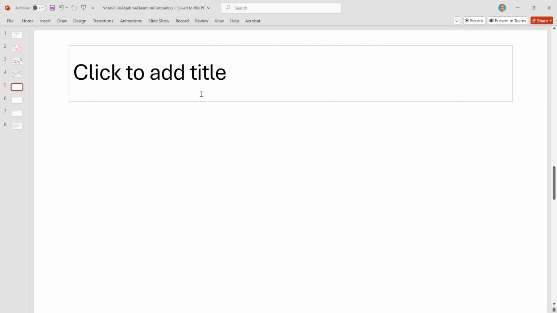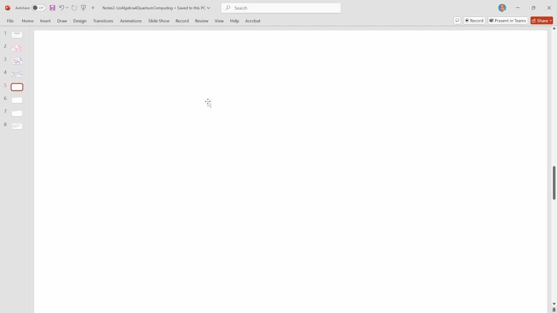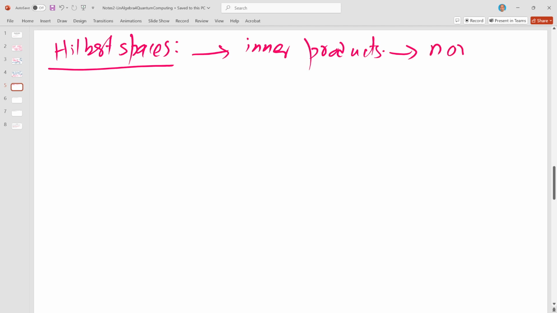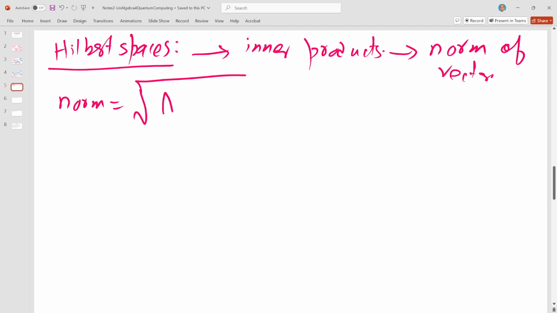We can define the norm of the vector. Hilbert spaces are the vector spaces that have inner products defined, and the inner product gives us the ability now to define the norm of the vector, which is just the square root of the inner product of the vector with itself.